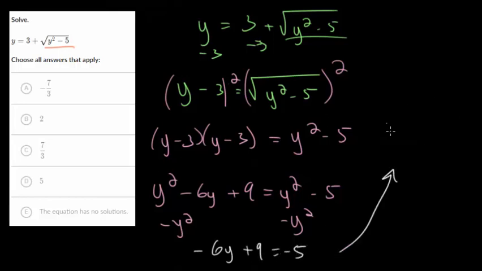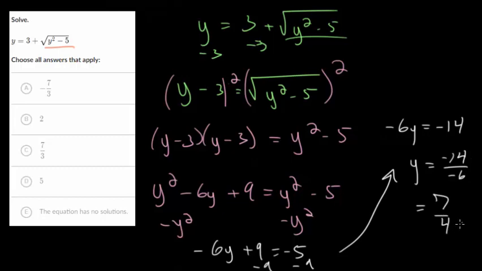And so let's work on this up here. We could subtract 9 on each side of the equation. We get minus 6y is minus 5 minus 9, which is minus 14. And dividing everything by negative 6, we get minus 14 divided by minus 6, which can be simplified. It becomes positive. And dividing each by 2, we get 7 over 3.